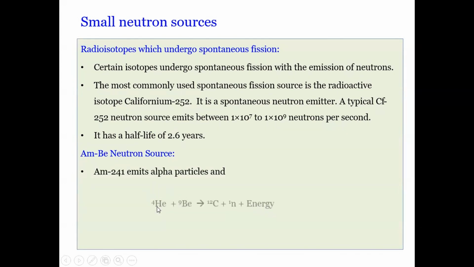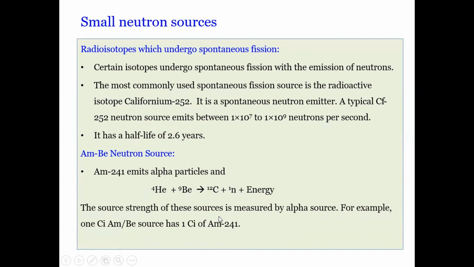Americium emits alpha particles. Alpha particles are absorbed by beryllium and a compound nucleus is formed, and then it becomes carbon, and a neutron is emitted. The energy is shared by both of these, but a large amount of energy is taken by the neutron. The source strength of these sources is measured by the alpha source. So the larger the alpha source, the larger will be the strength. For example, a 1 curie americium-beryllium source means that it has 1 curie of americium-241.